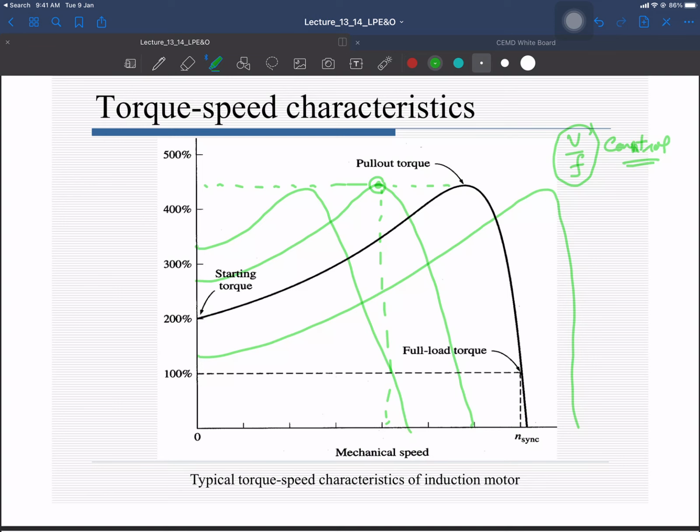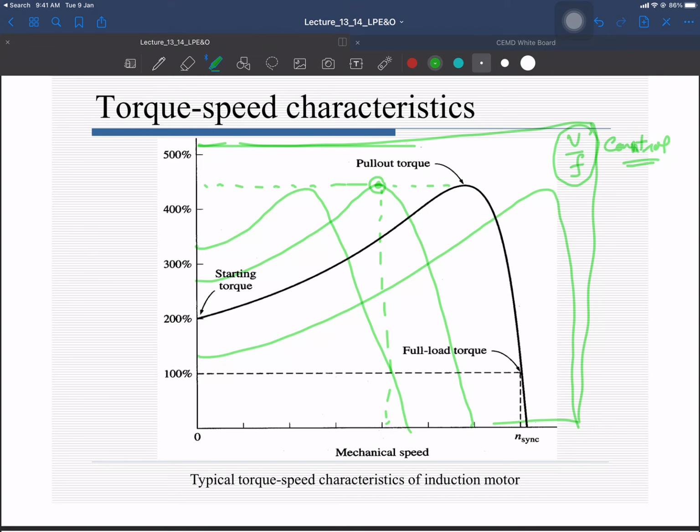So if I summarize, by controlling the voltage, you can move up and down. By controlling the frequency, you can move left and right. By controlling the R2, you can change the position of the maximum torque, but you cannot change the maximum torque. And if you control both voltage and frequency, you can adjust your torque speed curve in a certain given region. Let's suppose this is that way. So you can keep your peak constant, and you can have a different synchronous speed.